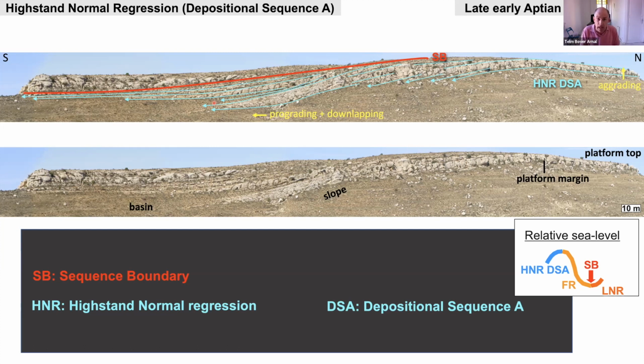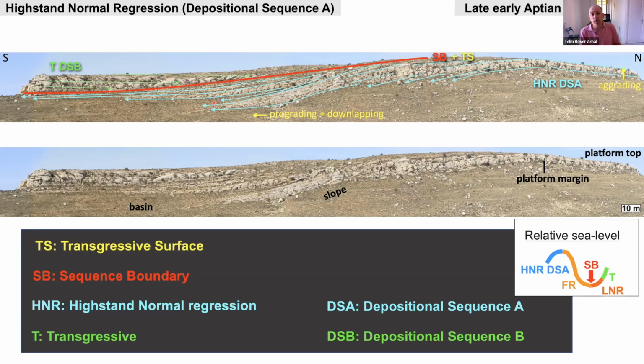So now we are at the lowest point of relative sea level. With the stillstand, we had the formation of the lowstand in a basinal position, and with the transgression, the transgressive surface superposes the subaerial unconformity towards the land, and above this transgressive surface, there are the backstepping platform carbonates of the transgressive systems tract of depositional sequence B.